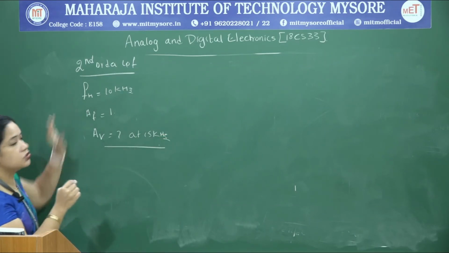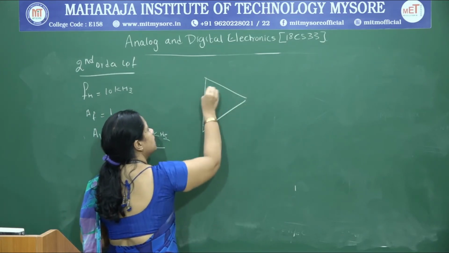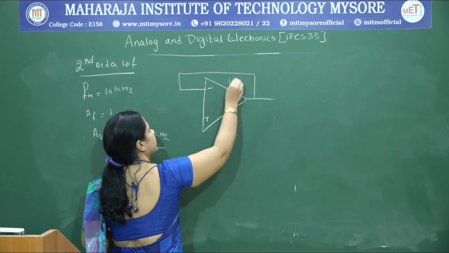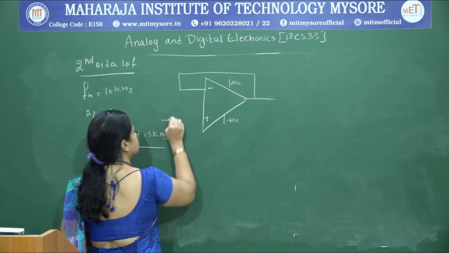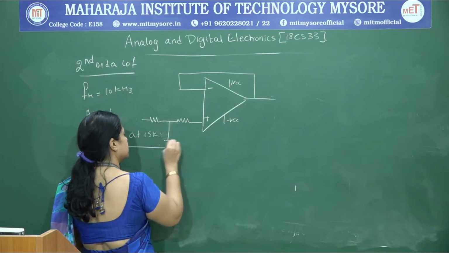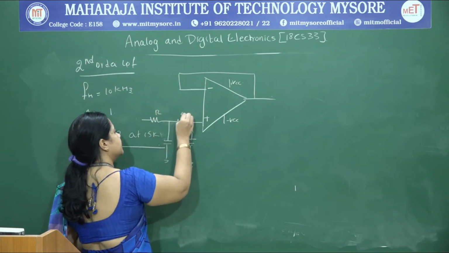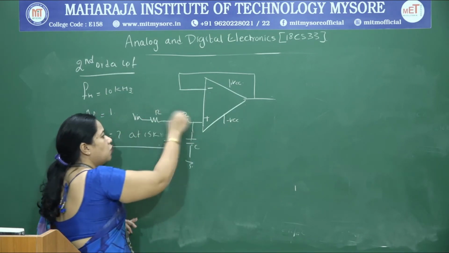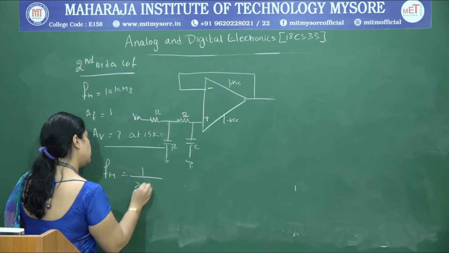So what is asked? You are asked to design a second order low pass filter. I will first write the circuit of a second order low pass filter. We will just put a feedback here because it requires unity gain, and we have two sections of RC. We will take two identical sections to make this design simple. We take two identical RC sections. So FH is 1 by 2 pi RC.